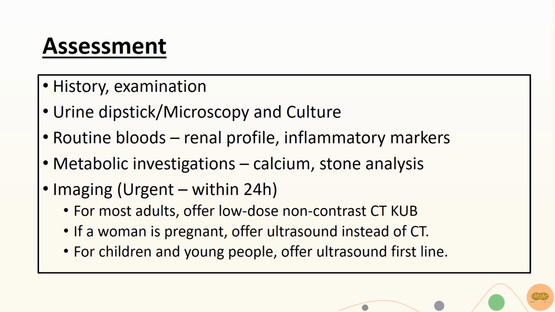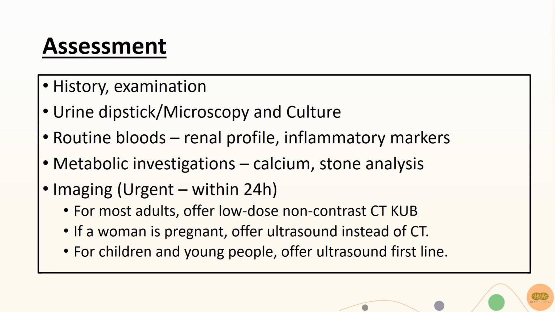To assess for renal stones, it's important to take a good history and examination. Loin to groin, 10 out of 10 pain is classical. Urine dipstick or microscopy and culture would show hematuria. Perform routine bloods, especially renal profile and inflammatory markers, and consider performing metabolic investigations such as serum calcium and stone analysis if patient manages to pass any stones.